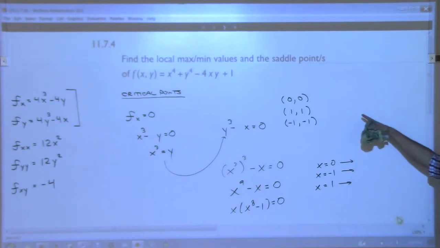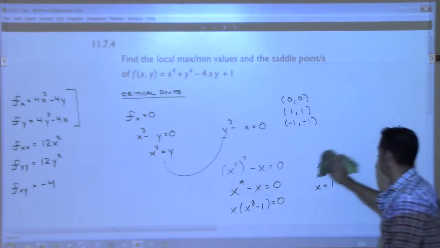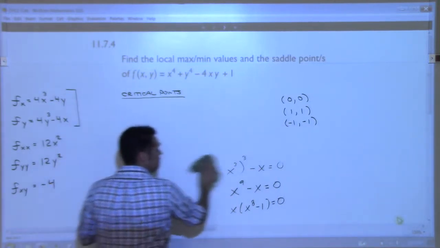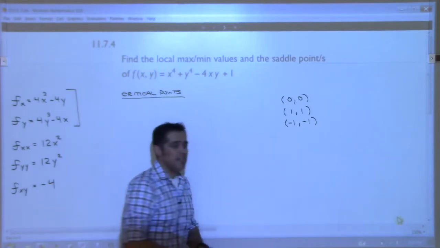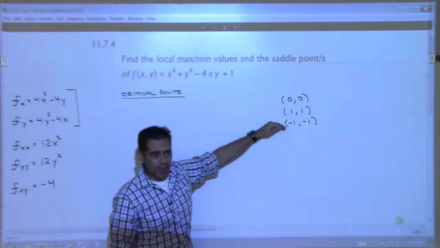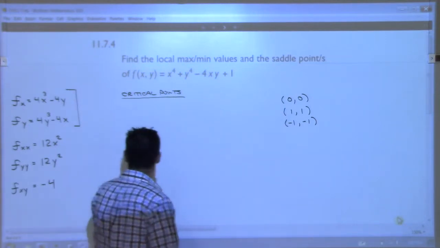Are we satisfied that those are our critical points? Those are the only ones? Yeah. Satisfied? Okay, now what? Well, we have to calculate capital D, don't we? Capital D needs to be calculated, and then we have to look at capital D at every one of these points. So let's start with capital D.